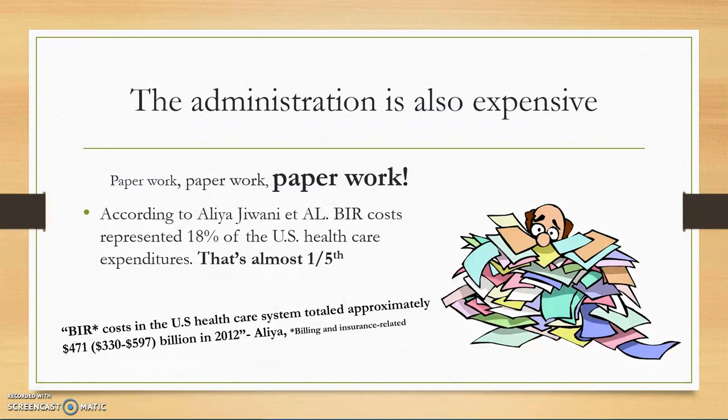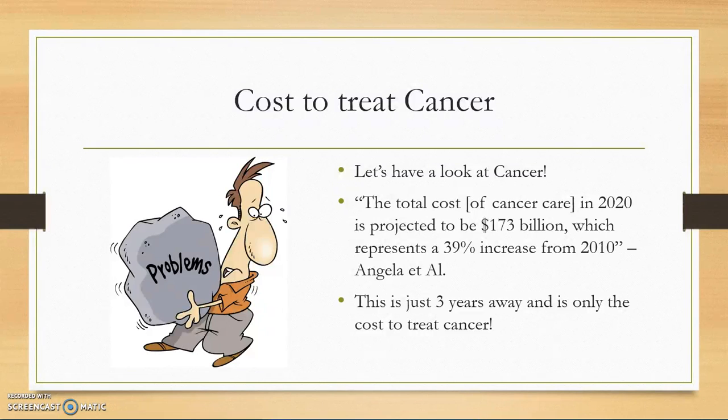$471 billion. That's a lot of $1 spicy chicken sandwiches from McDonald's. Now, I'd like to just focus on one disease, so that we can see how it has increased over the last set of years.